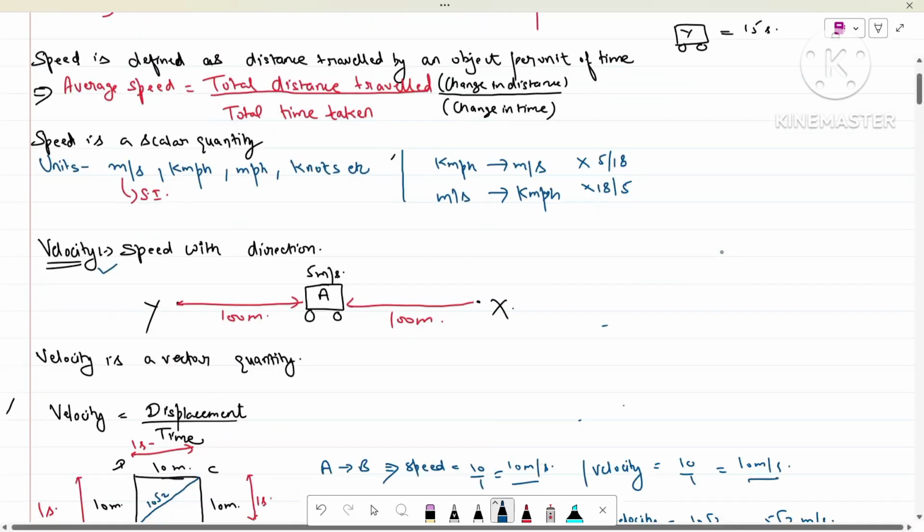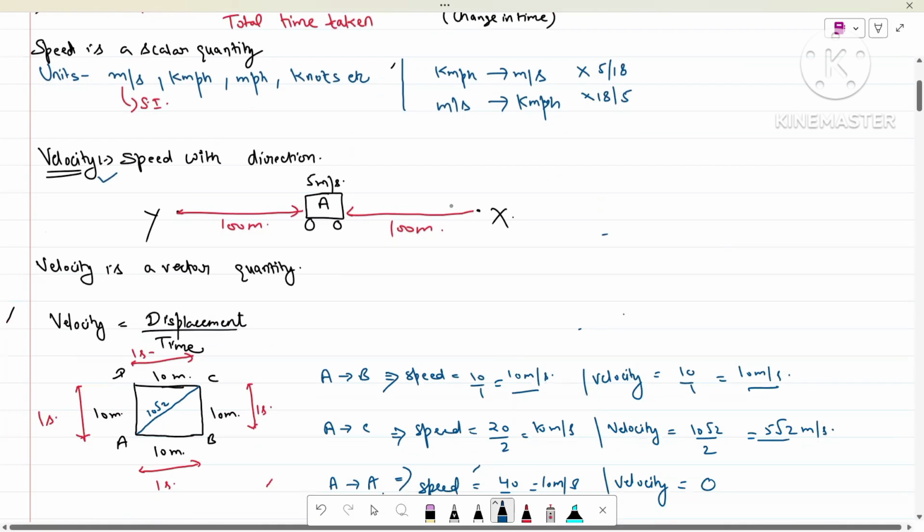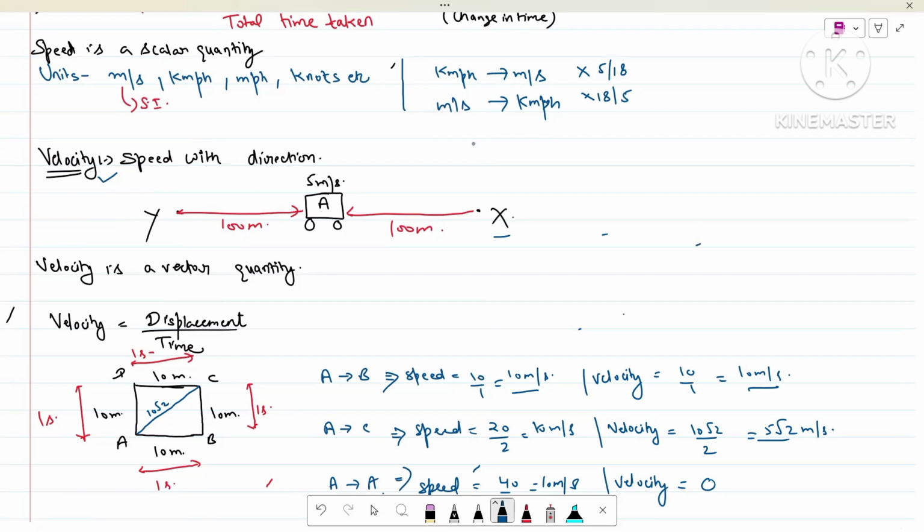Now let's move on to a new topic, velocity. Consider this trolley A moving at the speed of 5 meter per second. There are 2 points, one toward the right, that is point X at a distance of 100 meter, and another point Y at a distance of 100 meter towards the left. Now, if the trolley is moving at 5 meter per second, and if I ask you after 20 seconds, will the trolley reach point X or Y?